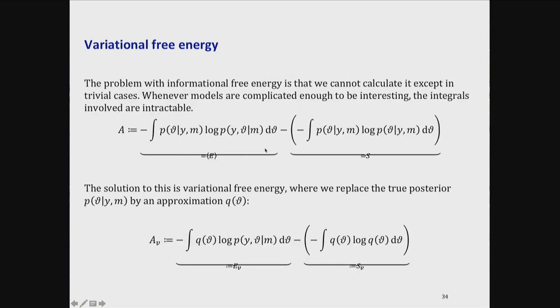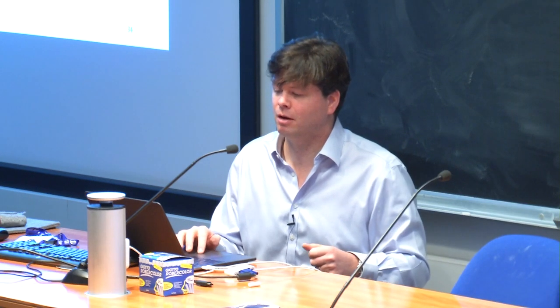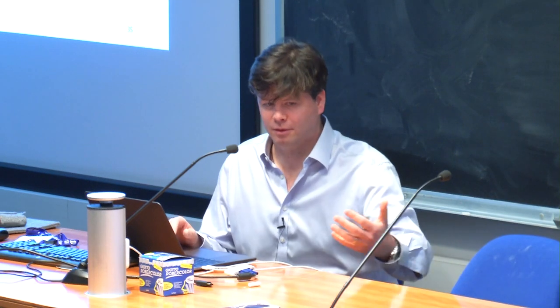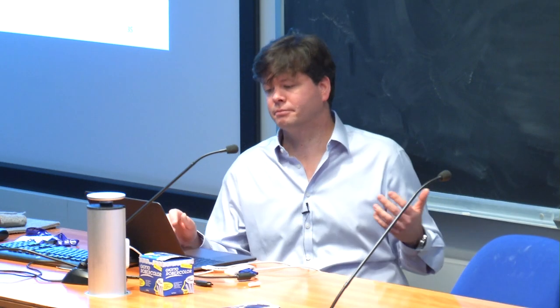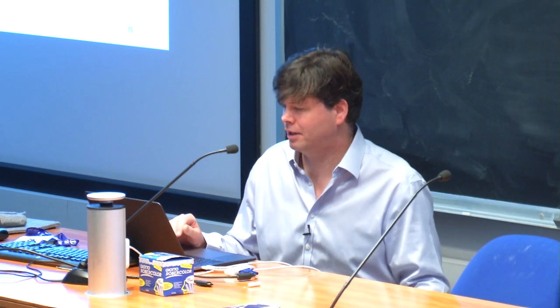So if we take this and simply replace all posteriors with Q of theta, we will end up with an AV that is larger or at best equal to this A here. So what we can do is we put in any kind of Q of theta and then we change it. We vary it around. And if AV goes down, we know we're moving in the right direction. We're moving in the direction of the true answer of the posterior we're looking for. And the branch of mathematics that describes how this goes is variational calculus. And that's why we call this variational free energy.